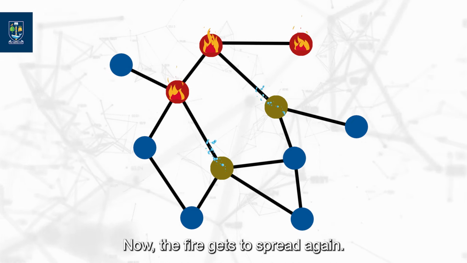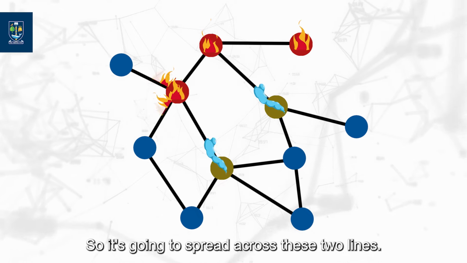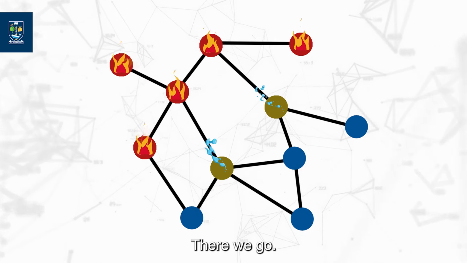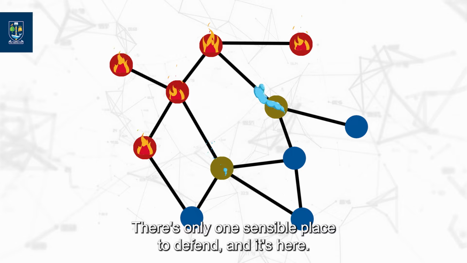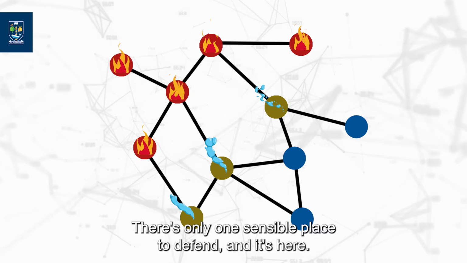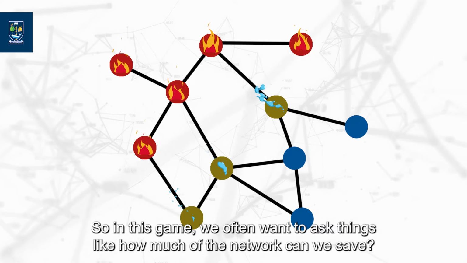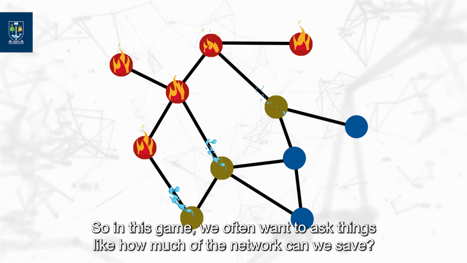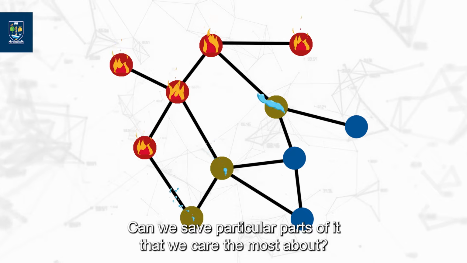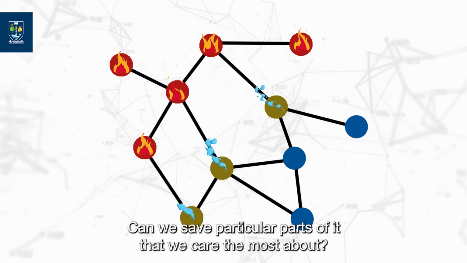Now, the fire gets to spread again, so it's going to spread across these two lines. There we go. And now it's our turn to defend again. There's only one sensible place to defend, and it's here. And the game is over because the fire can't spread anymore. So in this game, we often want to ask things like, how much of the network can we save? Can we save particular parts of it that we care the most about?